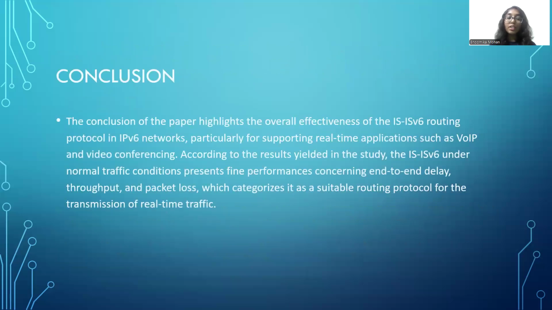The conclusion of this video is the conclusion of the paper, which highlights the overall effectiveness of the ISIS v6 routing protocol in IPv6 networks, particularly for supporting real-time applications such as VoIP and video conferencing. According to the results of the study, ISIS v6 under normal traffic conditions presents fine performance concerning end-to-end delay, throughput, and packet loss, which categorizes it as a suitable routing protocol for the transmission of real-time traffic.